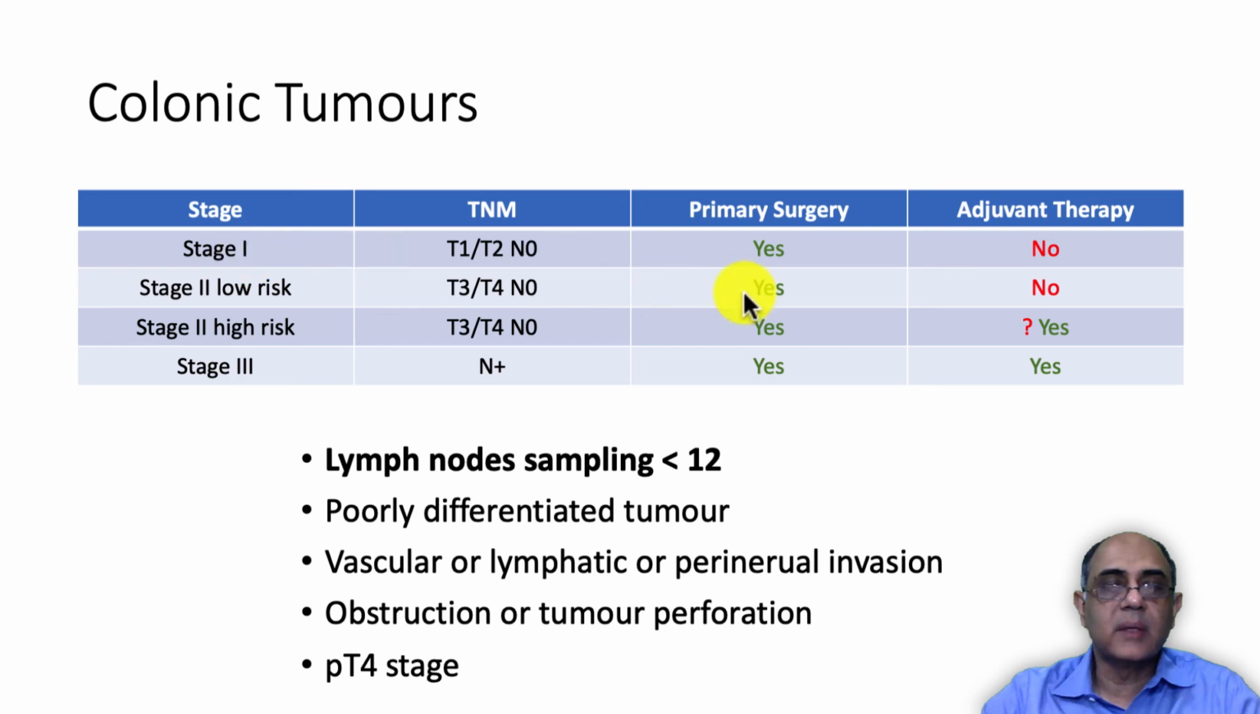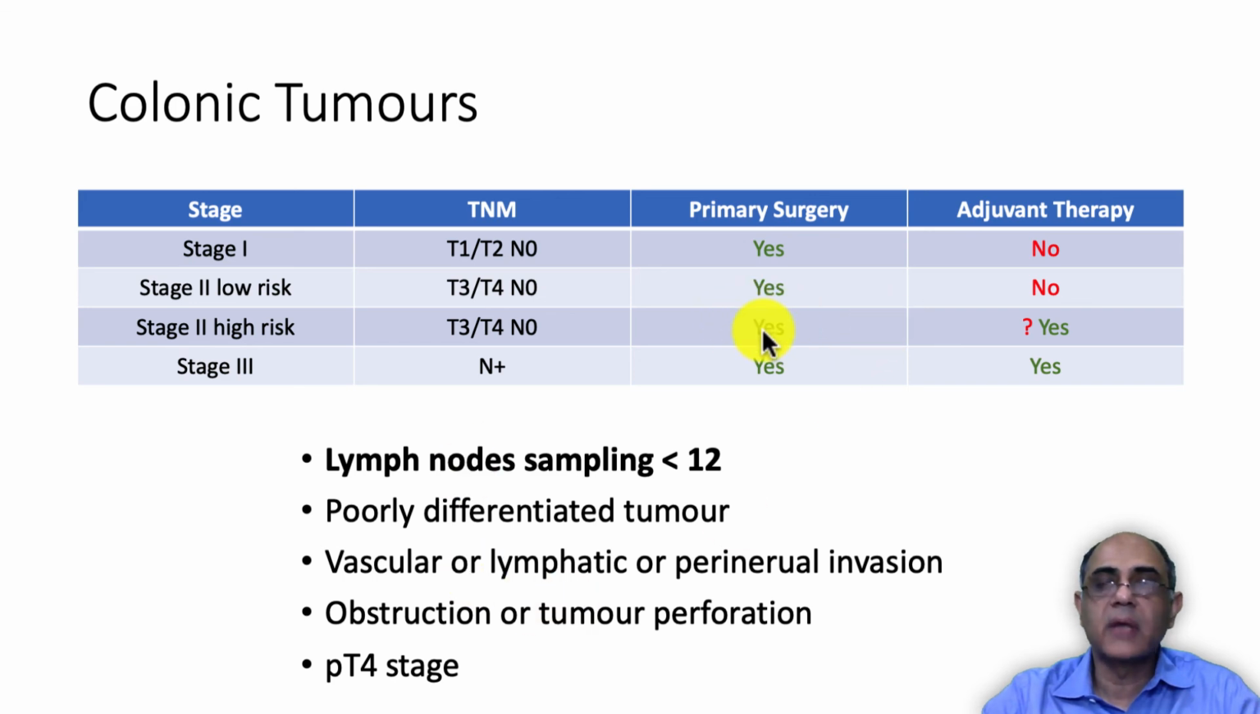In stage 1, the primary option in colonic tumors, you can see the primary option is always surgery, whatever the stage is. Stage 1, stage 2 and stage 3, the primary option is always surgery. But in stage 3, patient will have some adjuvant therapy. And in stage 2, high risk.